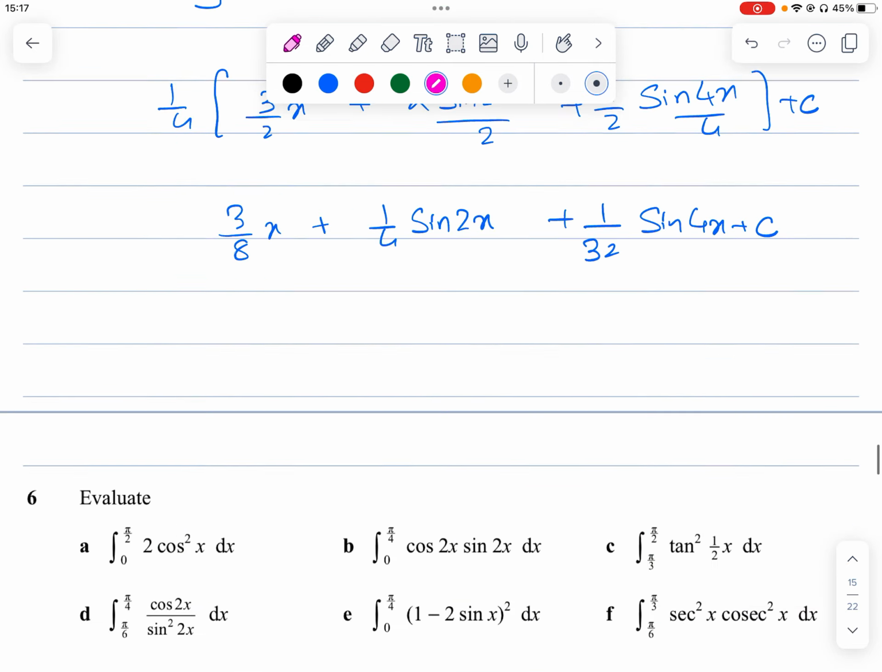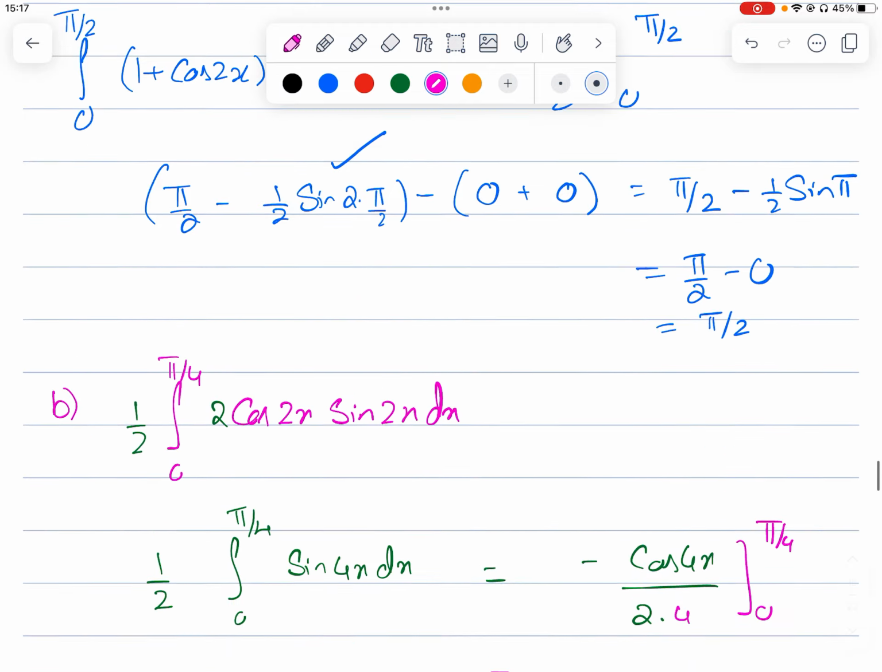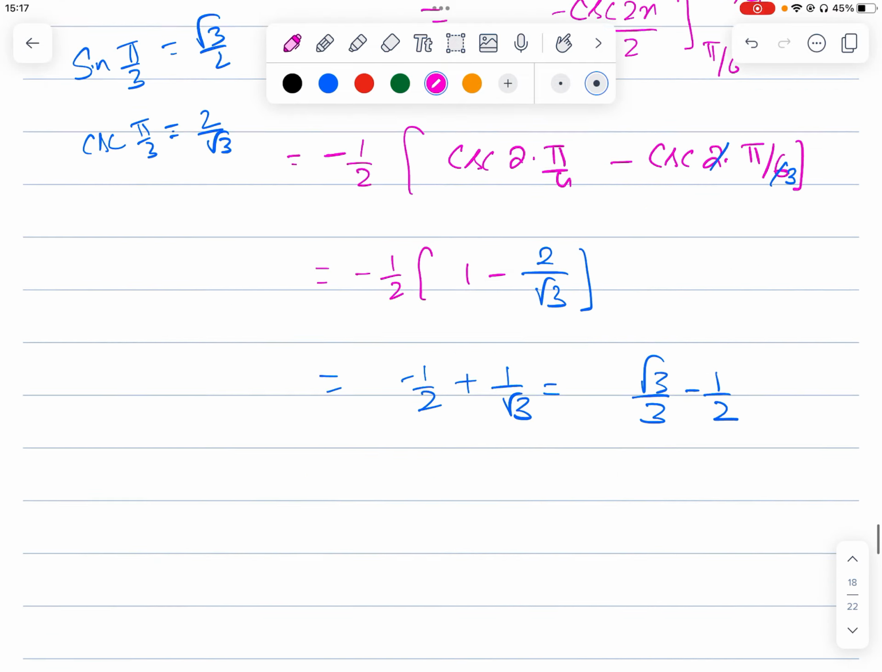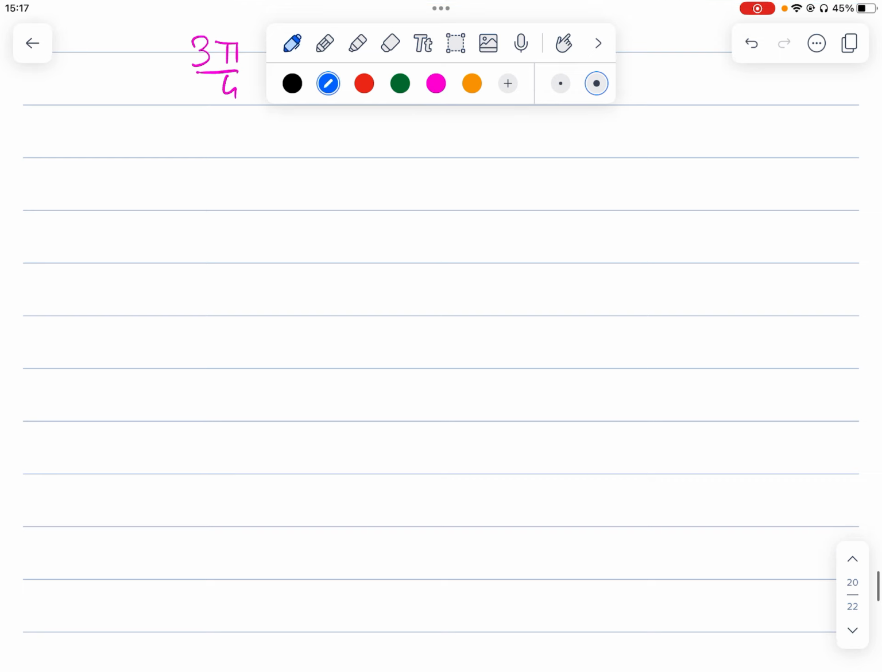And coming to the last question now, F: integral of pi by 6 to pi by 3 secant square x cosecant square x. Integral of pi upon 6 to pi upon 3 secant square x, which is 1 upon cos square x, times cosecant square x, which is 1 upon sine square x, dx.